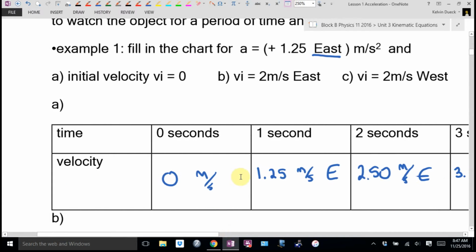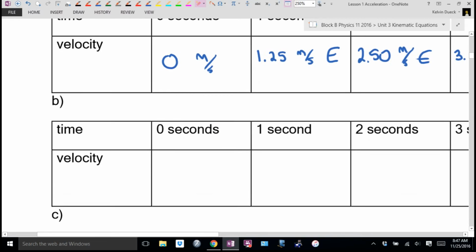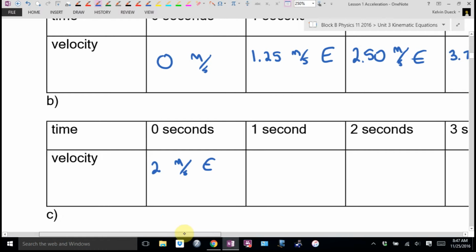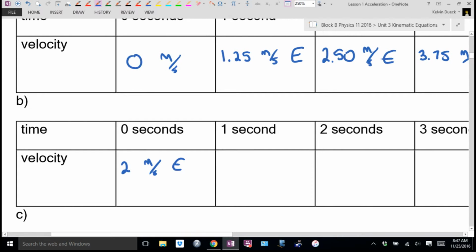What if our initial velocity in part B... Connor, what does it want us to start out in part B? Okay, so let's start out with 2 meters per second east. Which way am I accelerating? Also east? Yes. By how much? 1.25 meters per second, or meters per second squared. So how fast will I be going after 1 second now? Loud and proud, you're right. Direction?